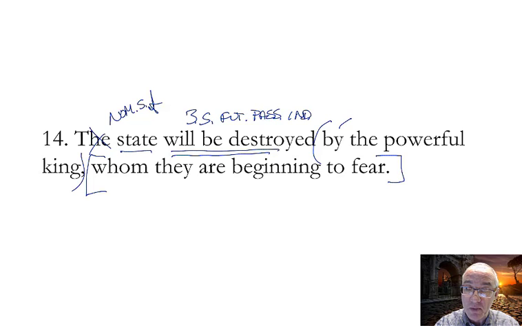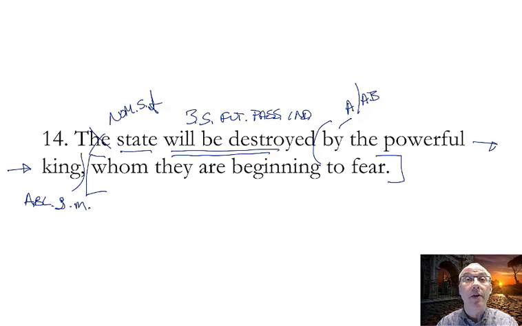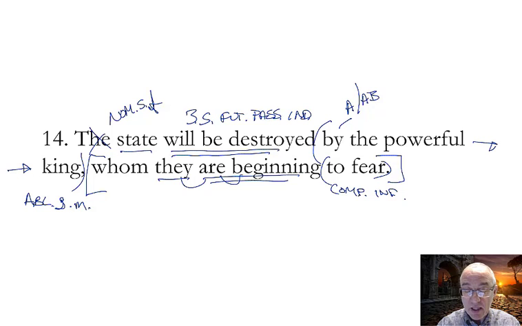So you will have a word for by. It's either going to be a or ab, depending on whether we start it with an adjective. By the powerful, well, that's going to modify king. And king is ablative singular masculine. There's our main sentence. Let's get the relative clause. They are beginning. We don't need to include a word for are. This is all one word. Beginning to fear. This is my complementary infinitive. They are beginning. This is your third person plural present active. And whom is your accusative singular masculine.